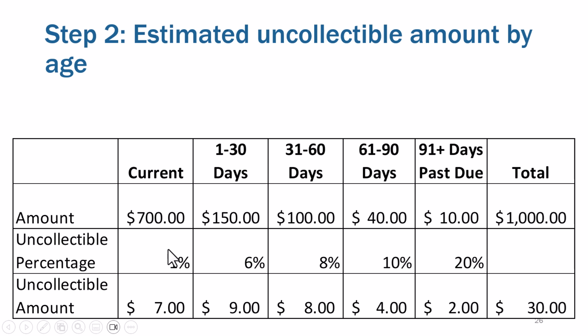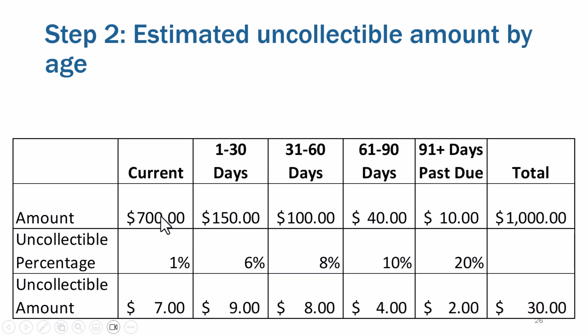But the more past due that the receivable is, the less likely that we're going to collect. There's a reason they're not paying us. There's something wrong with the relationship. They're out of cash. Who knows what it is? But there's a reason they're not paying us, and it's going to get less likely to collect. So what we do is we take the amount of the accounts receivable in that age, multiply it by the percentage, and that's the amount uncollectible in that age.